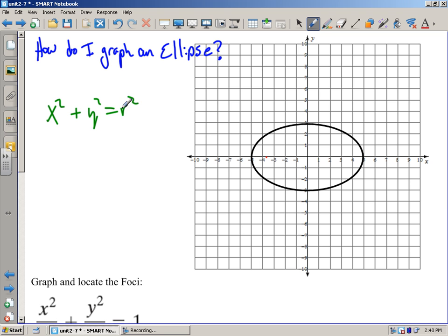But what I want to show you is if you divide r squared on this side by r squared, you're going to get x squared over r squared plus y squared over r squared equals 1. Now, what this is saying is the second equation here is in the same form as the equation of an ellipse, and in fact, a circle is a special type of an ellipse.